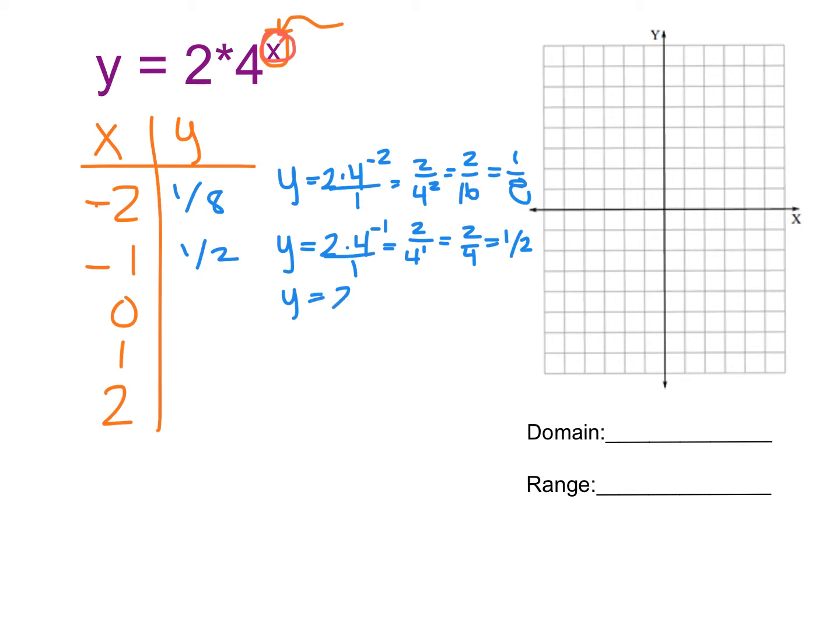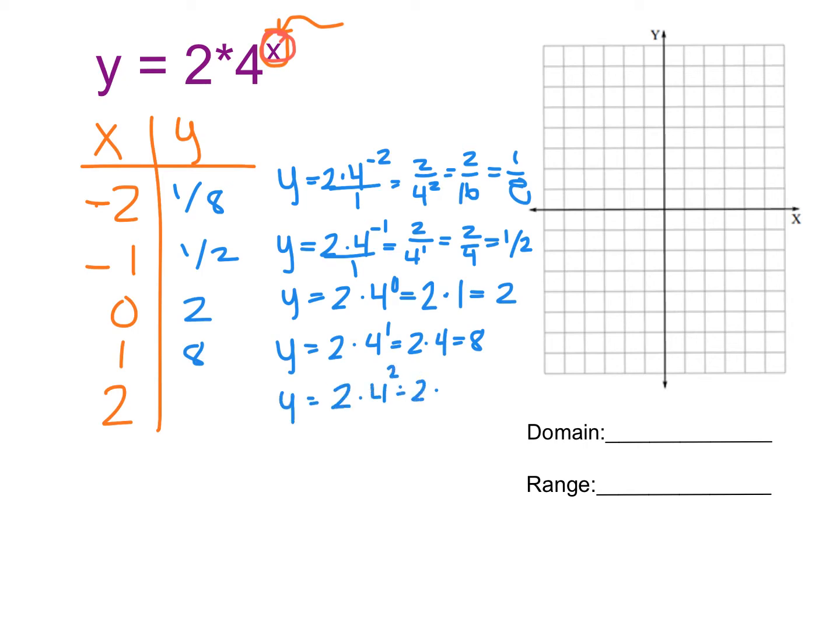Then I have 2 times 4 to the power of 0. Now, 4 to the power of 0, you might not know. If you plug that into your calculator, you're going to find that anything to the power of 0 is just 1. So this is 2 times 1, which is just 2. We got 4 to the first power, which is 2 times 4, which is 8. And then we have 4 to the second power, which is 2 times 16, which is 32.